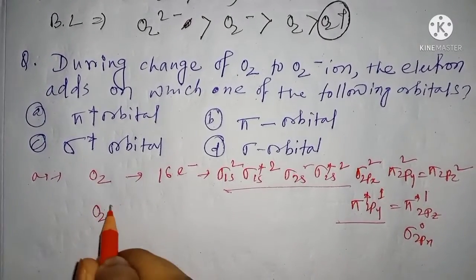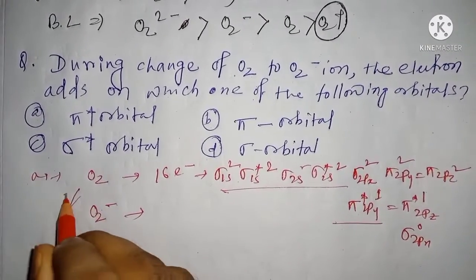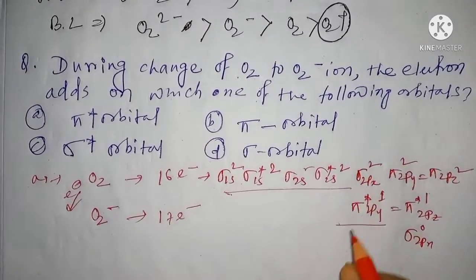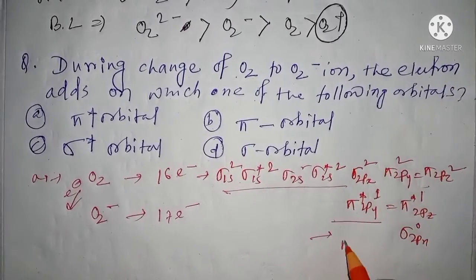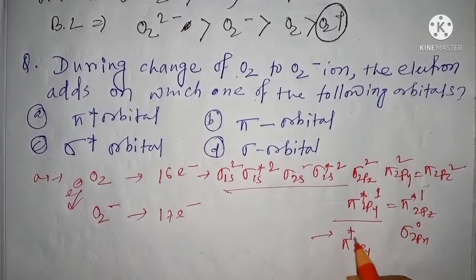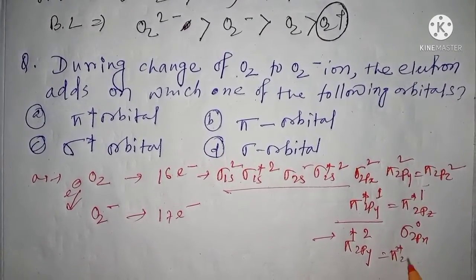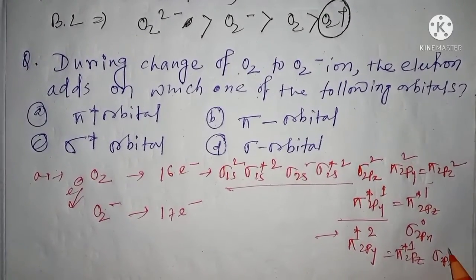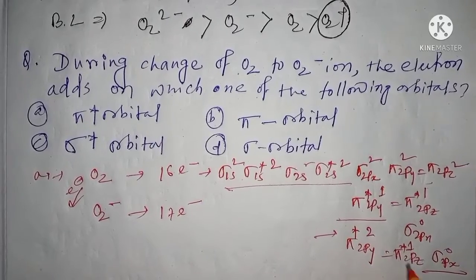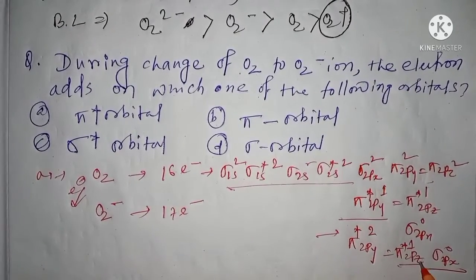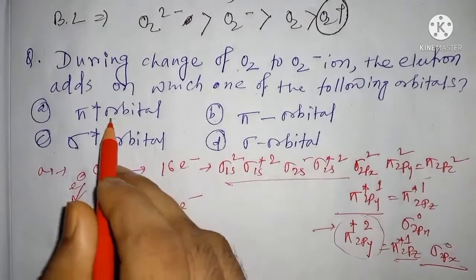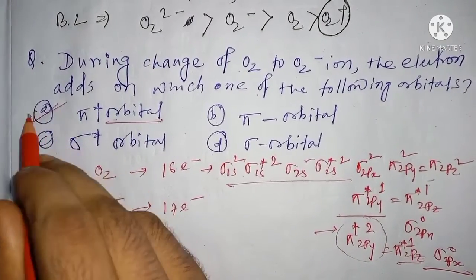Now in case of O2-, 1 electron is added to O2 to form O2-, a 17 electron species. So the rest is same, and π*2py2 and π*2pz1 and σ*2px0. This is π2py2 and π*2pz1. So the electron is added in the π* orbital. So option A is the right answer.